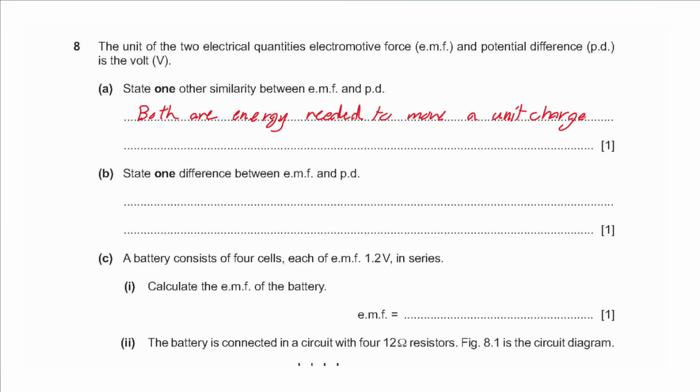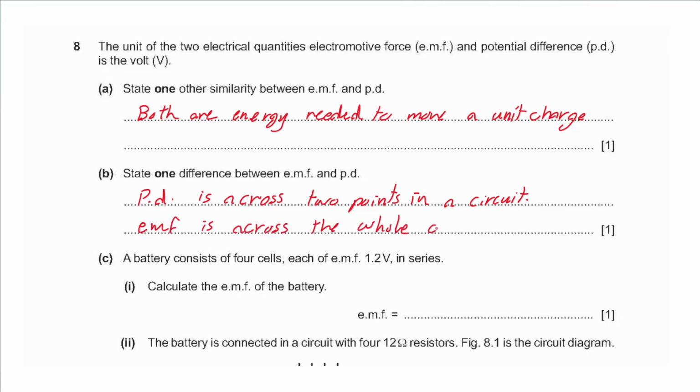State one difference between EMF and potential difference. We can say that potential difference is across 2 points in a circuit, but EMF is across the whole circuit, not a part of the circuit.